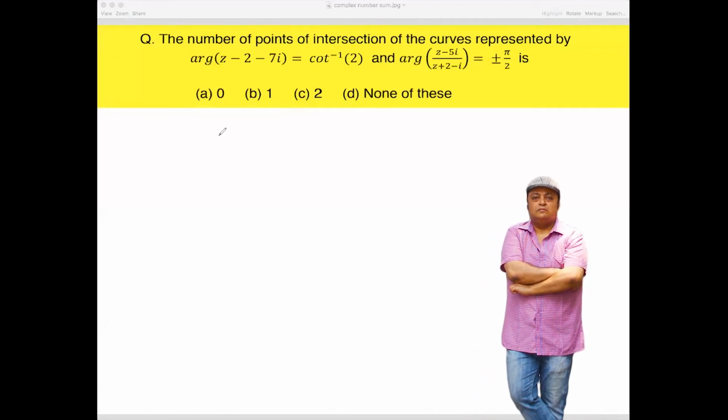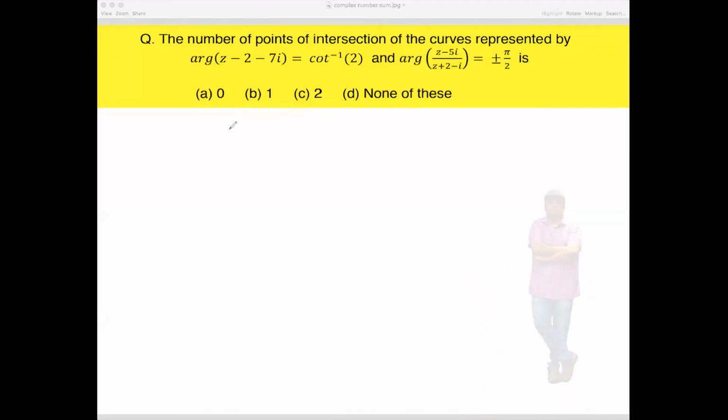Okay, so now here is a sum. To find the points of intersection of the curves represented by arg(z - 2 - 7i) = cot inverse 2 and arg((z - 5i)/(z + 2 - i)) = ±π/2. Now, we'll try a conventional method first and then do it by a much more elegant method, which will take us much lesser time. Whatever, this is a sum involving the Argand diagram.